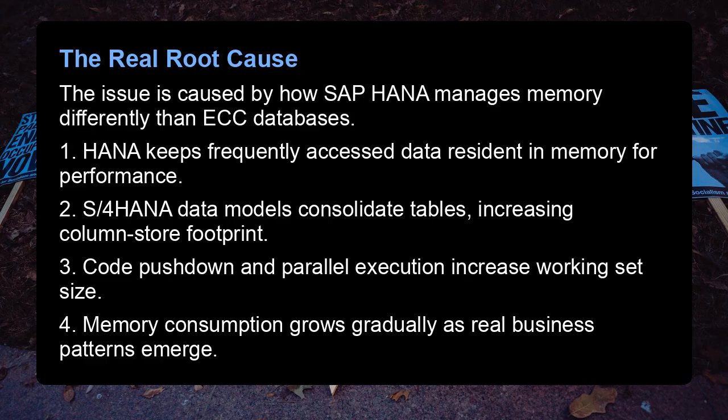The real root cause. The issue is caused by how SAP HANA manages memory differently than ECC databases. 1. HANA keeps frequently accessed data resident in memory for performance. 2. S4 HANA data models consolidate tables, increasing column store footprint. 3. Code pushdown and parallel execution increase working set size. 4. Memory consumption grows gradually as real business patterns emerge.